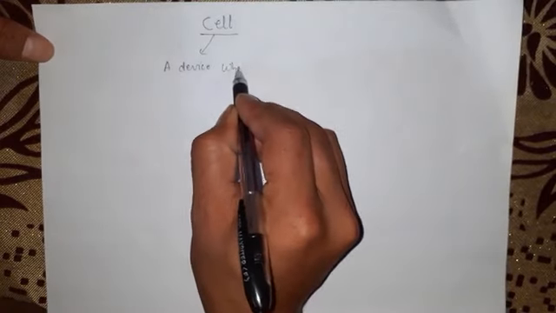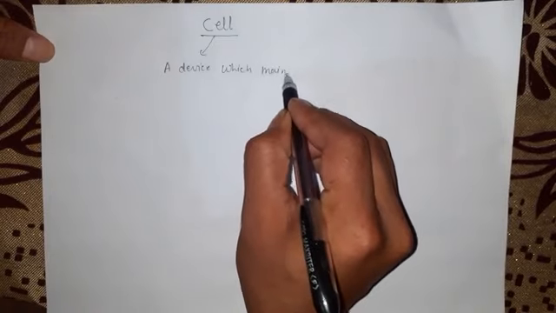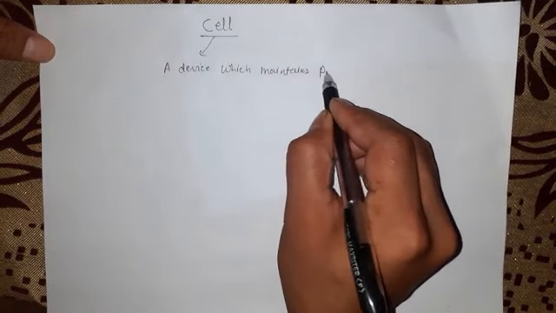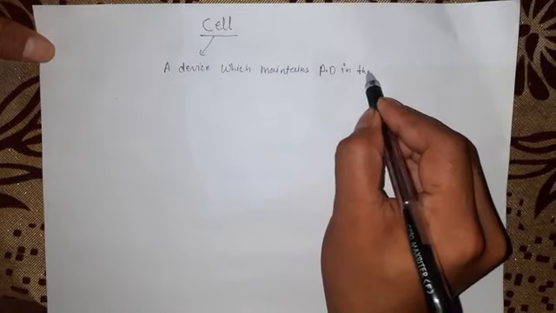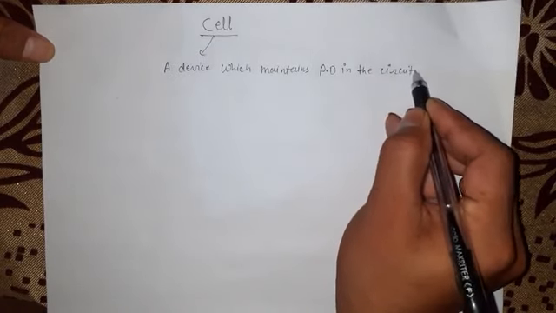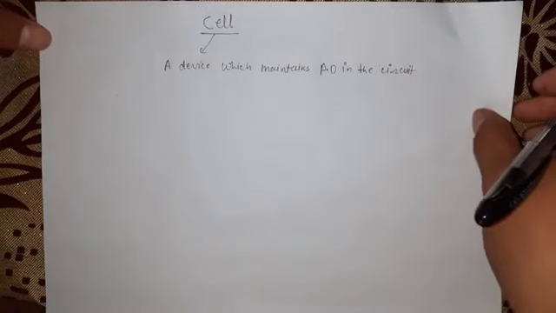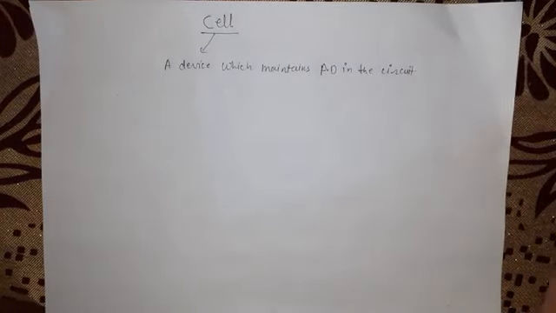So what is this cell? It is a device which maintains potential difference in the circuit. As we know, even though there are free charges in the conductor, they do not move by themselves because at room temperature they have random motion, so they do not have any definite direction. Therefore, to provide them a definite direction, there should be a potential difference, and for this potential difference we use a cell.